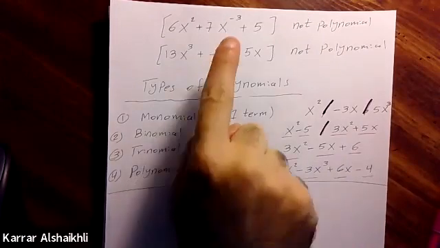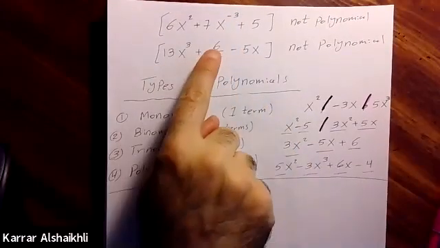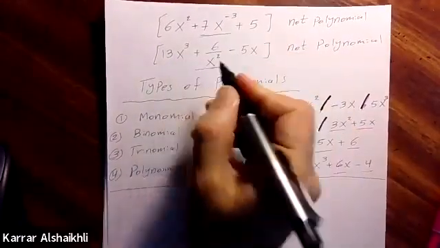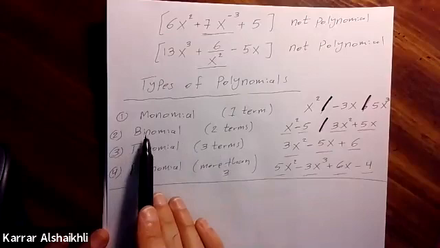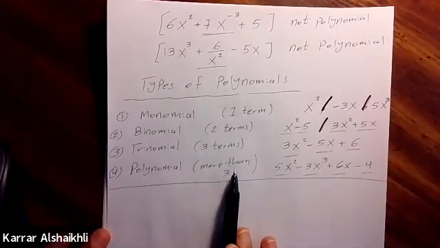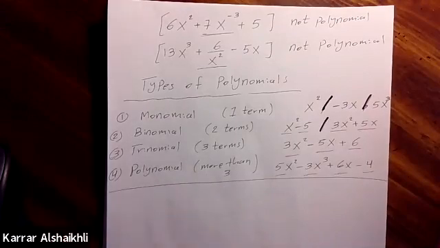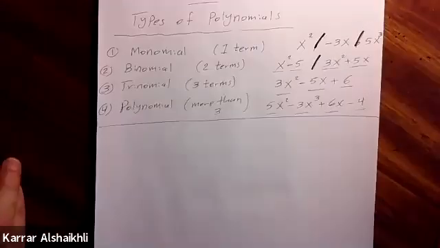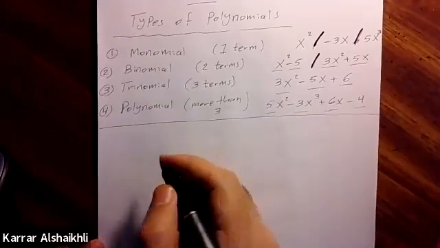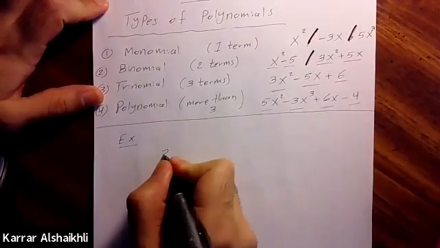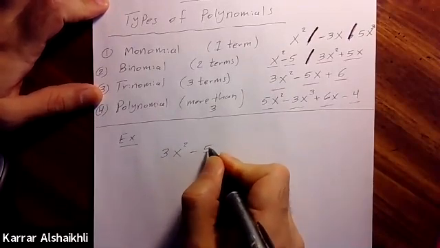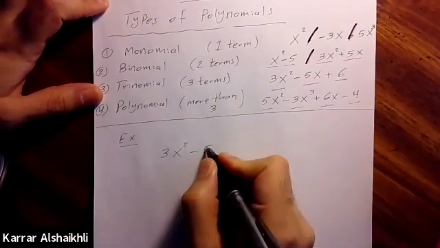So again, if you have negative exponents, this is not polynomial. If you have a number divided by x, this is not polynomial. Types of the polynomial: one term, monomial; two terms, binomial; three terms, trinomial; more than 3 terms is going to be polynomial. We're just going to say polynomial. So here are some examples. If you have 3x squared minus 5, how many terms do you have here? And tell me the type. 2 terms, that means it's binomial.